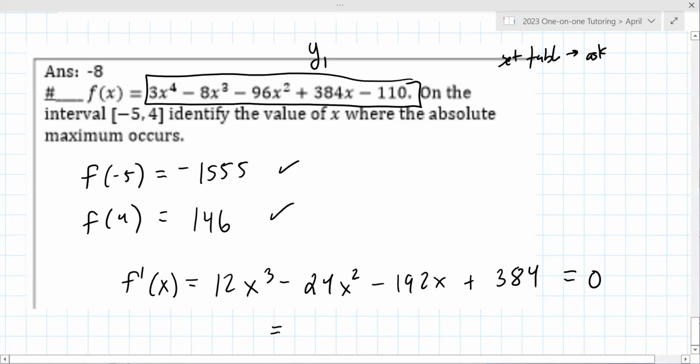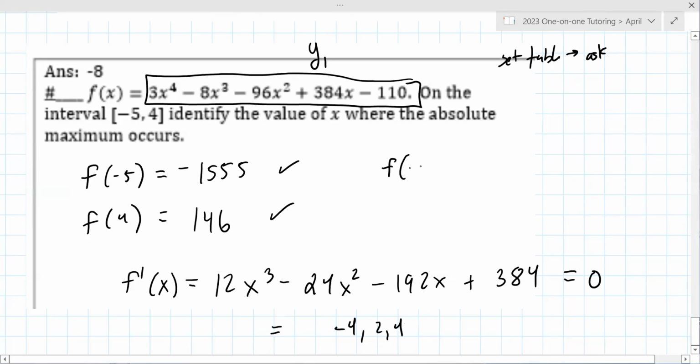The zeros here are at 2, -4, and 4. That sounds right. They're nice, which is shocking. It's like, wow, they're nice. So this is -4, 2, and 4. Are any of these in the interval from -5 to 4? They're all there. The 4 is in the interval, but we've already calculated that.